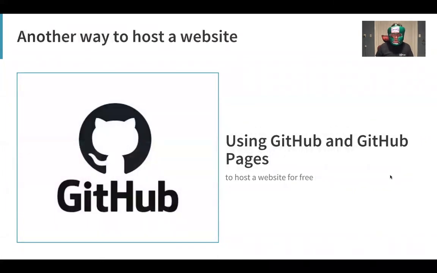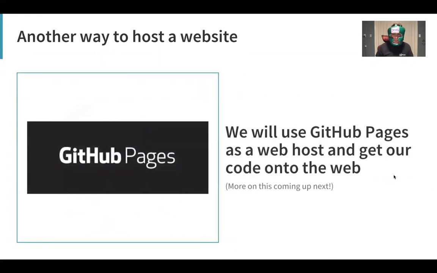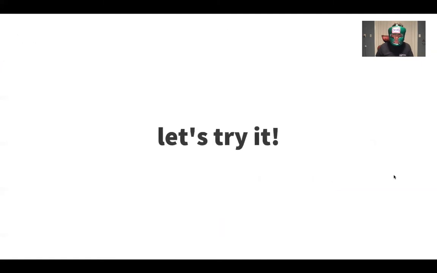So another way to host a website, and what we're going to do because it's free, is to use GitHub and GitHub Pages. I'll explain what GitHub and Git is in a second here. But instead of going through a web host, the more conventional one, I wasn't able to line up one that I liked that had a free option for students. So we're going to do the GitHub version. Use GitHub Pages as a web host and to get our code on the web. So that'll be the next video. So let's do that.